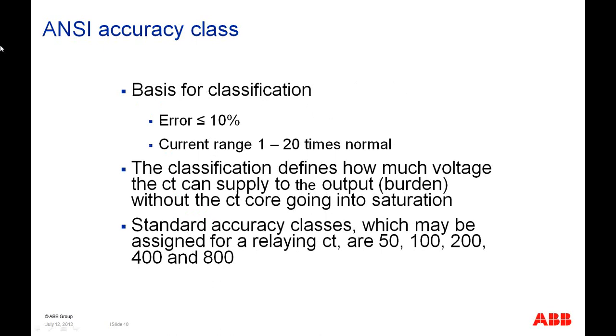So the C classification is based on an error of not more than 10% when the current is 1 to 20 times nominal current flowing through the current transformer.